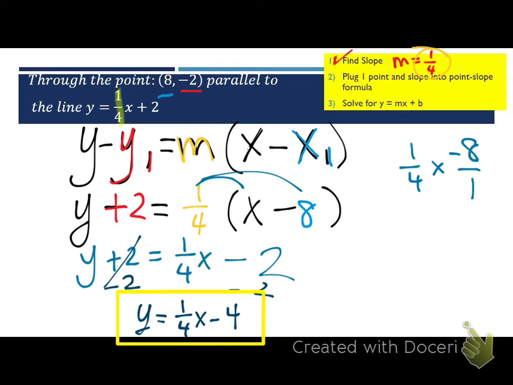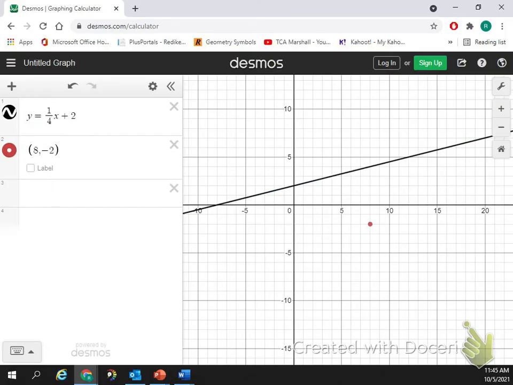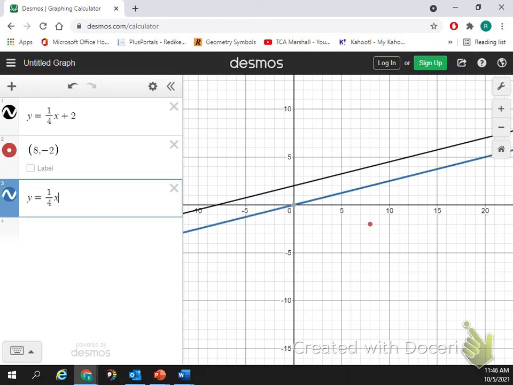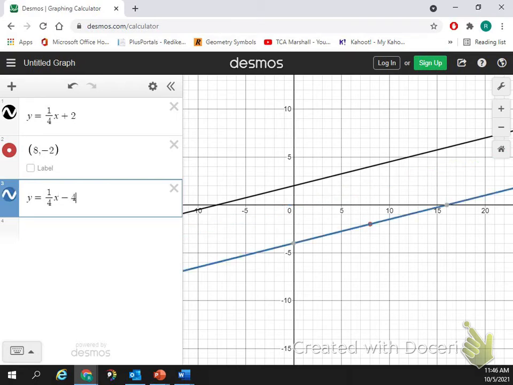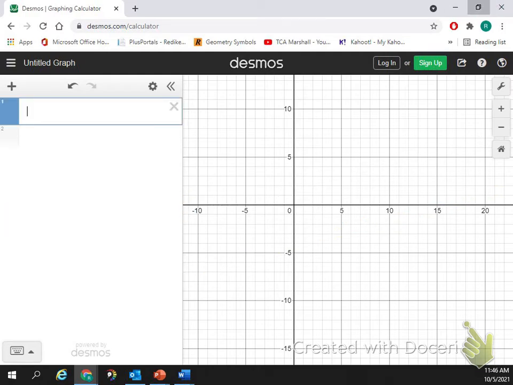So we'll look at it again. What was the original line? Y equals 1/4 x plus 2. And then our point that we wanted to go through? 8, -2. All right, so this was what we wanted. We want it to be parallel to this line, but go through that point. And we found y equals 1/4 x minus 4. So, perfect. We have one more like this to do together, and then we learn our last thing.